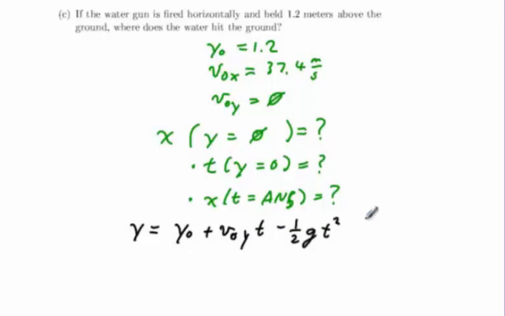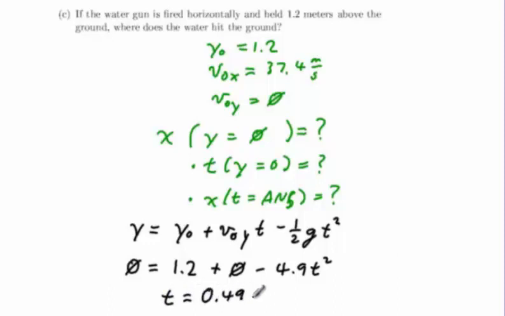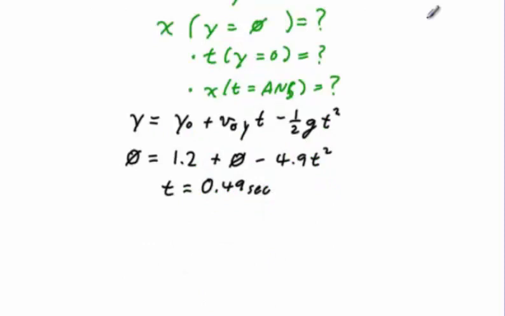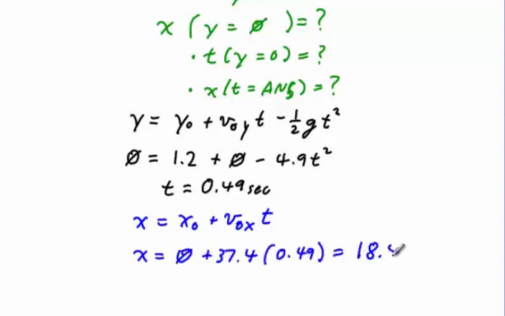Plugging in the values for the constants and recognizing that we need to evaluate when y is equal to 0, we get the equation shown here, whose only unknown is the time, leading us to t is equal to 0.49 seconds. The second step in formulating the solution is to find x at the time equal to the answer. The equation that relates x and time is this one. And using an initial x location of 0, we find the result 18.5 meters.